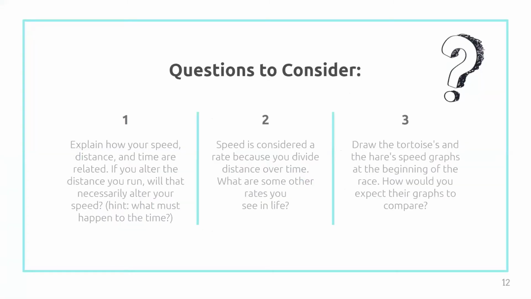Some questions to consider. 1. Explain how your speed, distance, and time are related. If you alter the distance you run, will that necessarily alter your speed? And what must happen to the time? Second question. Speed is considered a rate because you divide distance over time. What are some other rates you see in life? And last question. Draw the tortoise and the hare's speed graphs at the beginning of the race. How would you expect their graphs to compare?